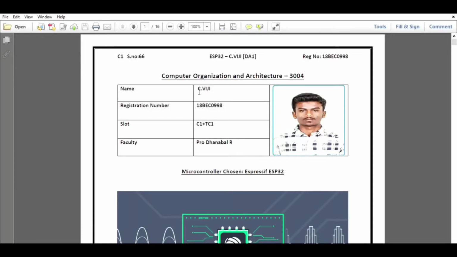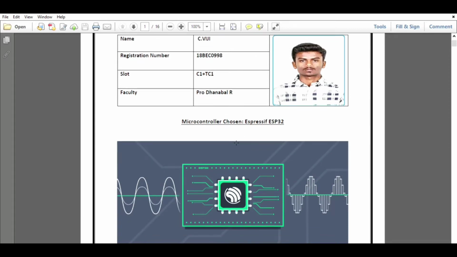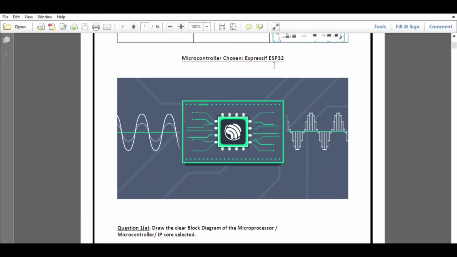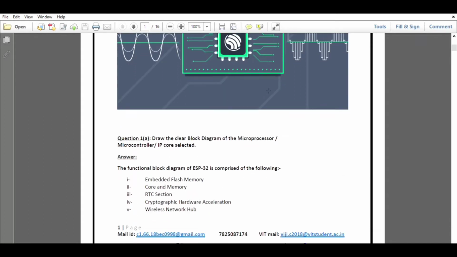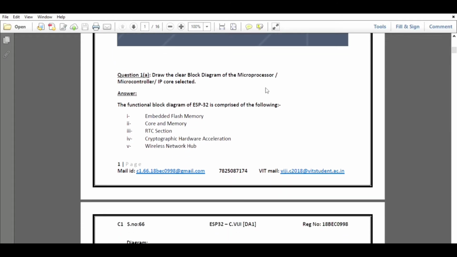My name is Vijay. My registration number is 18BC0998. Slot is C1. Our professor is Janapalar. Today I am going to present my DA1, which our sir gave. For that I have chosen the Espressif ESP32. Here I will answer 10 questions.